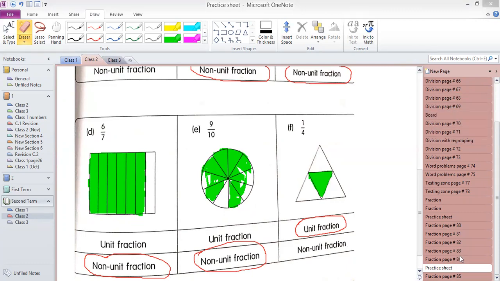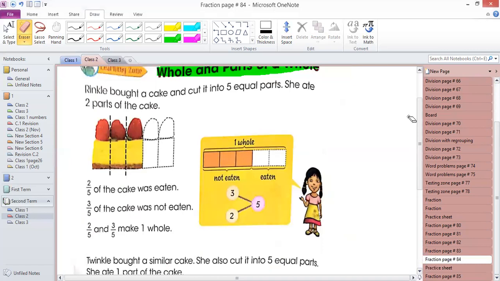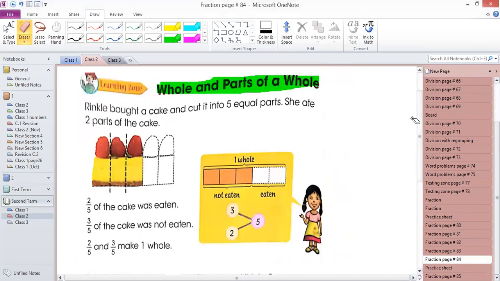Now please open your book, page number 84. We are going to start a new topic, a whole and parts of a whole. On page number 84, guys, open your book. Page number 84, guys, please open. Good. All right. So I will take one student who will read from here.